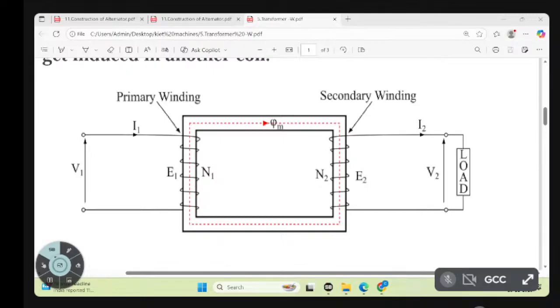So primary winding, what is the meaning of primary winding? How can you define the primary winding of the transformer? The winding which is connected to supply.